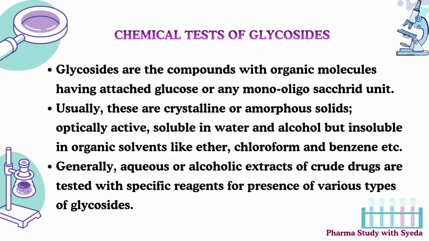Chemical tests of glycosides. Glycosides are compounds with organic molecules having attached glucose or any mono- or oligosaccharide unit. Usually, these are crystalline or amorphous solids, optically active, soluble in water and alcohol but insoluble in organic solvents like ether, chloroform and benzene. Generally, aqueous or alcoholic extracts of crude drugs are tested with specific reagents for the presence of various types of glycosides.